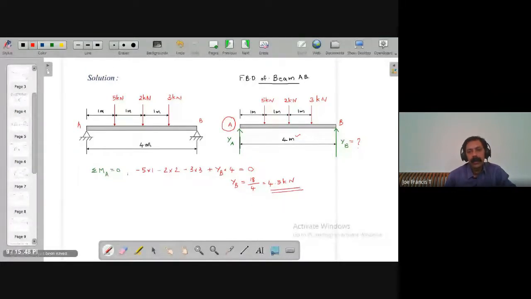Now we need to find YA. Now we have got YB, and YA is what remains. To get YA we can just write sigma FY equal to 0. If you write that equation, you can find the value for YA.